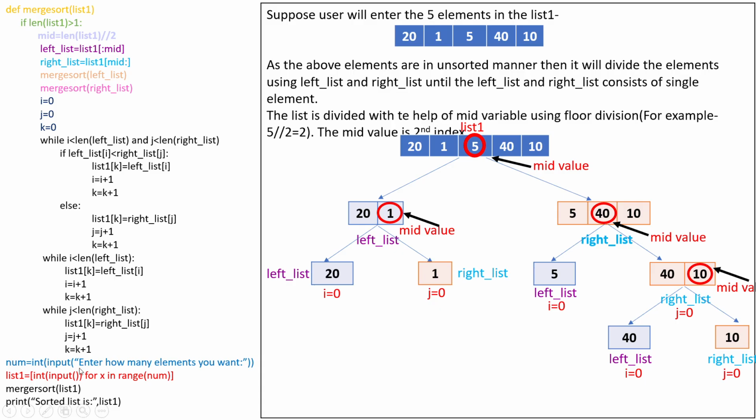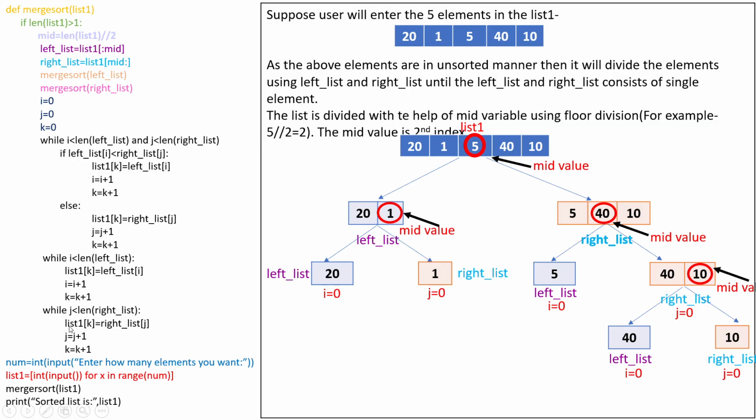Now j will be incremented by 1 and k will be incremented by 1. k was having the value 1, and 1 plus 1 equals 2. Now k becomes 2. Again it will go to the while condition. j is incremented by 1. Is 1 less than the length of the right list? The length of the right list is 2. 1 less than 2, true.